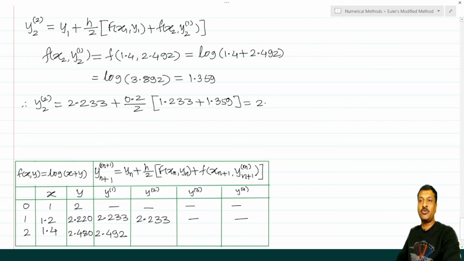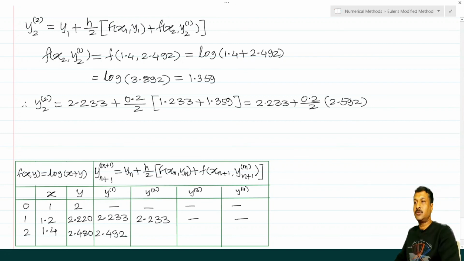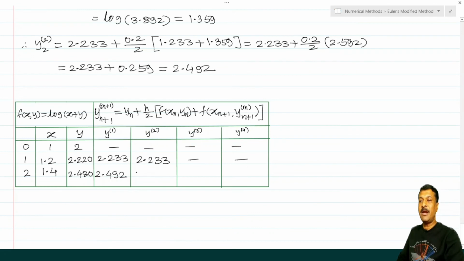Do this calculation. So I am getting 2.233 plus 0.2 by 2 into 2.592. So that is equal to 2.233 plus 0.259, and that is equal to 2.492. So which value am I getting here? 2.492. So you can observe both values are the same, means you can finalize this value, no need to improve further.